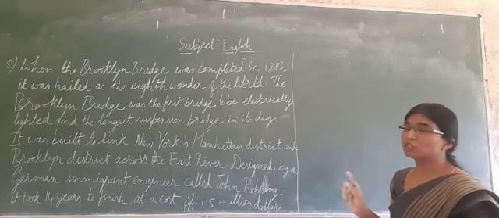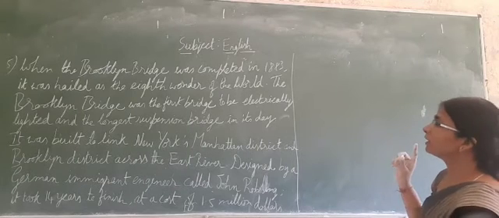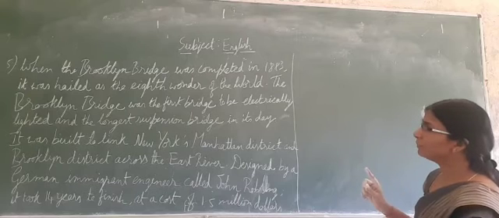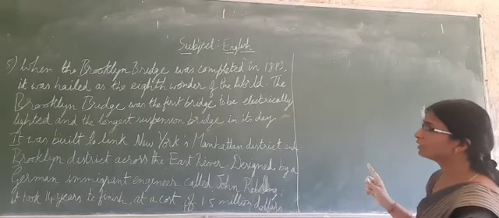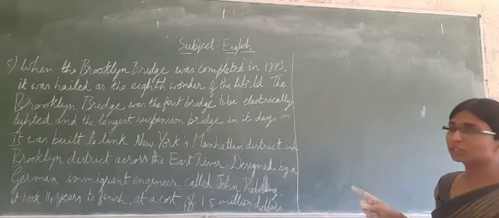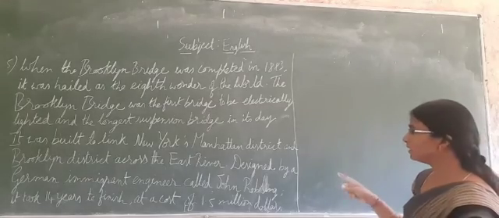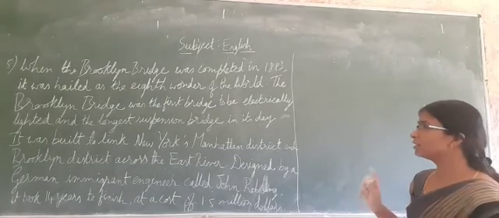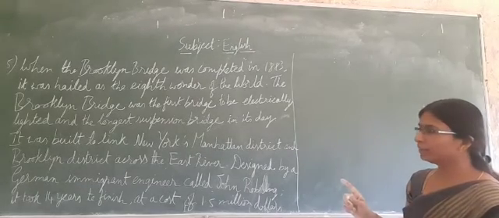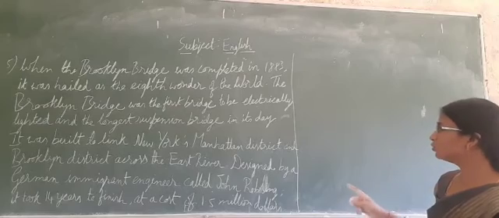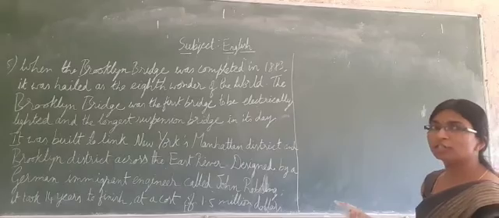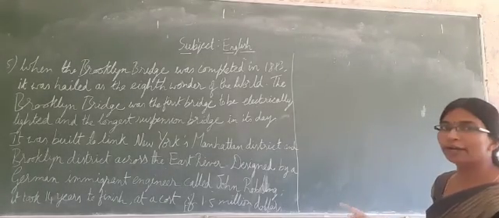When the Brooklyn Bridge was completed in 1883, it was hailed as the eighth wonder of the world. The Brooklyn Bridge was the first bridge to be electrically lighted and the longest suspension bridge in its day. It was built to link New York's Manhattan district and Brooklyn district across the East River. Designed by a German immigrant engineer called John Rowling, it took 14 years to finish at a cost of $1.5 million.